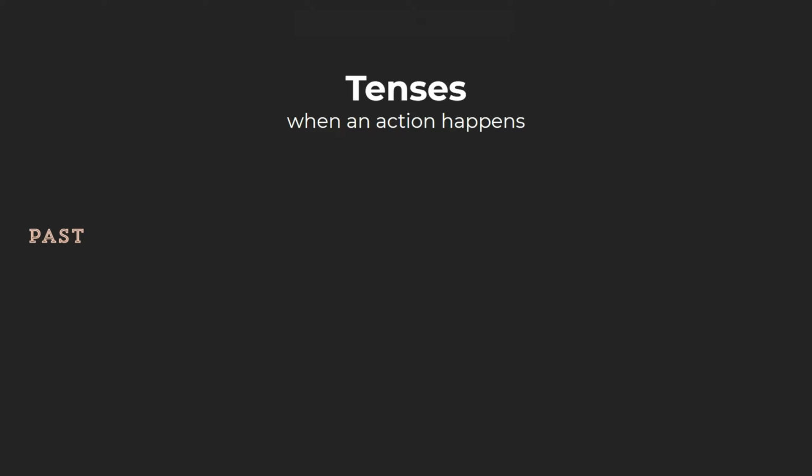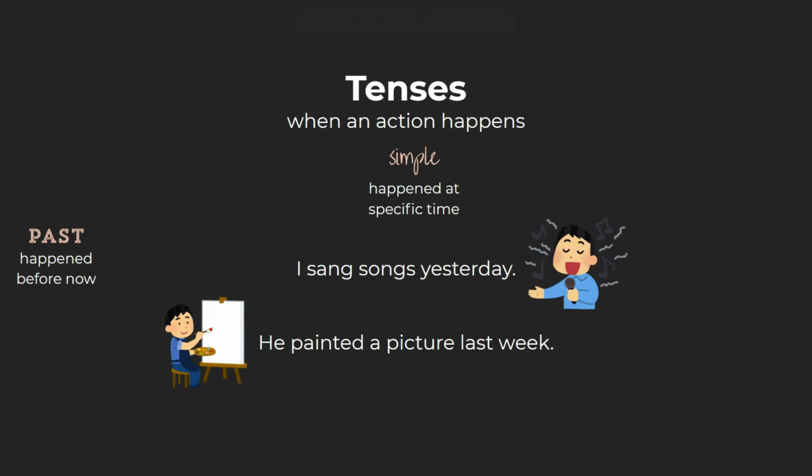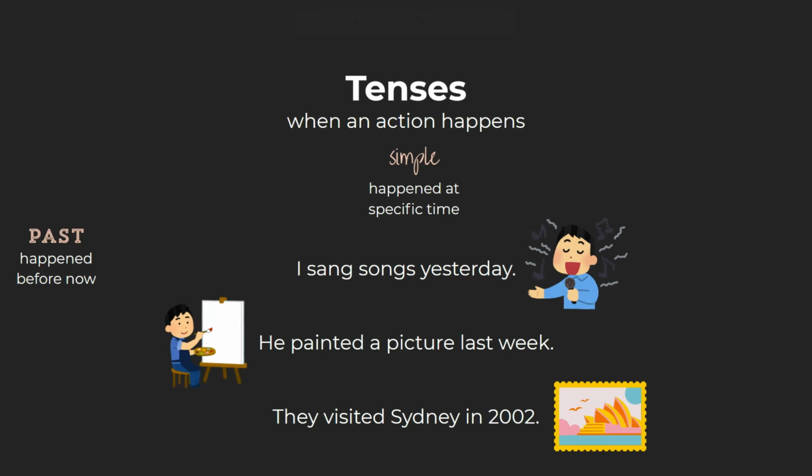The past tense describes actions that have happened before now, that is, in the past. Like the present tense, there are several variations. The past simple is used for actions that happened at a specific time in the past. For example, I sang songs yesterday, he painted a picture last week, or they visited Sydney in 2002.